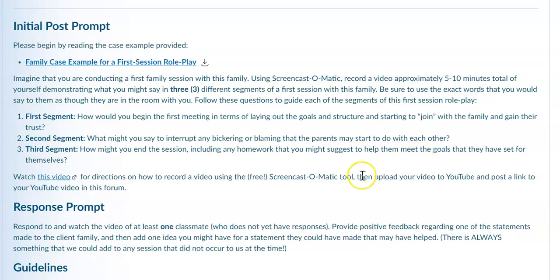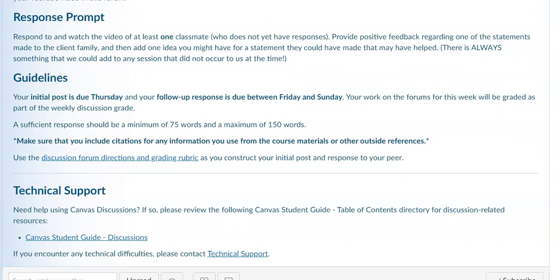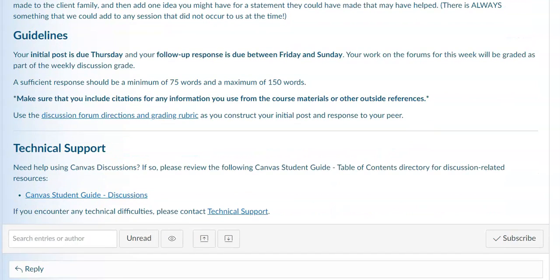If you haven't recorded in Screencast, there is a video on how to do that, and the guidelines as you're doing your initial post by Thursday. And then your work on the forums for this week will be graded as part of the weekly discussion grade.